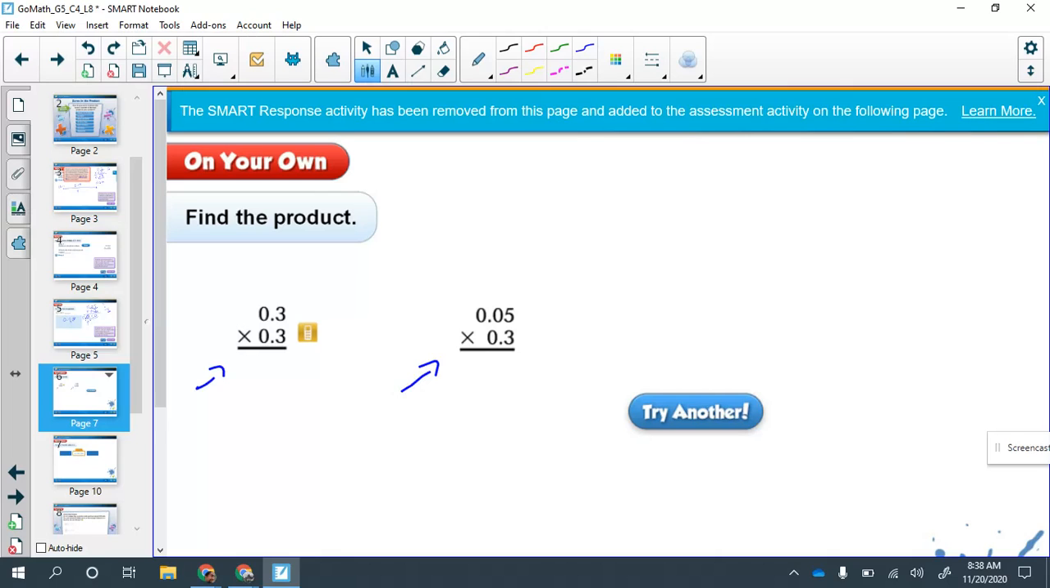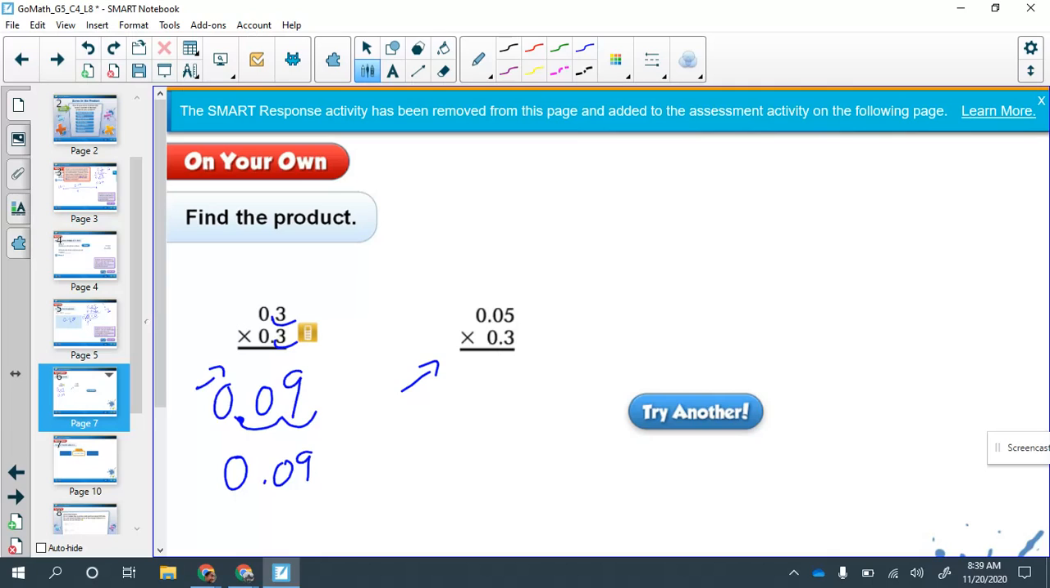All right, our first one, our basic fact is 3 times 3, which is 9. I have 1 decimal place and a second decimal place. So I need to move it once and twice. I fill it in with a 0, and my answer is 9/100ths. Right, 9/100ths.